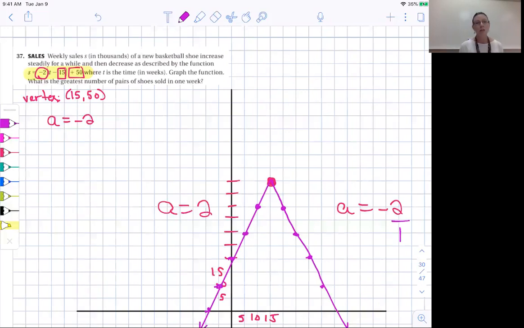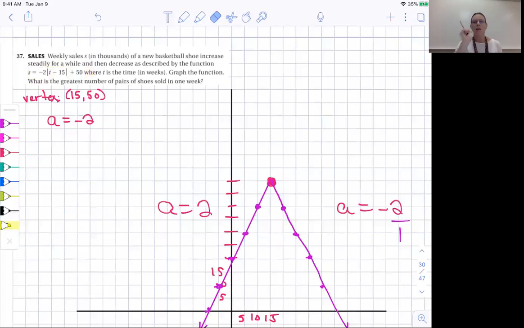So what's the greatest number of shoes sold in 1 week? Each one of my x values represents 1 week. What's the greatest number of shoes that we sold in 1 week? You have to think, what does the equation mean? What is it talking about? Which one of those values represents the number of shoes that we would have sold? So look at the equation. Does the x or the y represent the number of shoes that were sold?